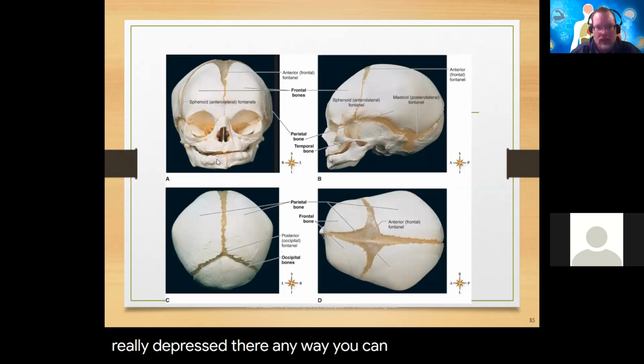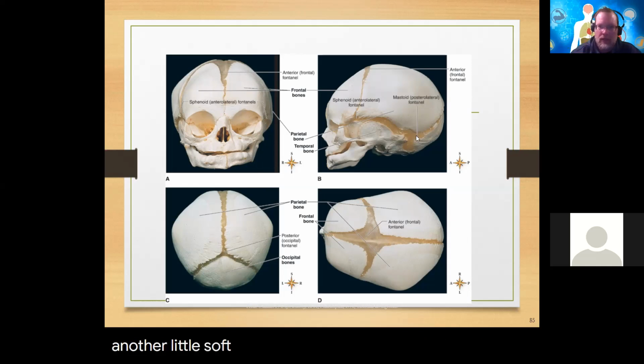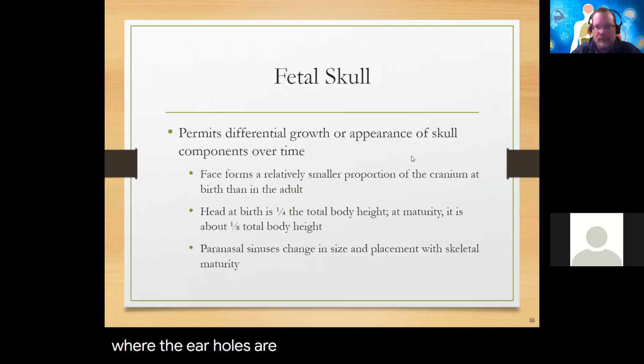Anyway, you can see where the teeth, little buds, are there too. Yeah, big old eye sockets. Another little soft spot, kind of near that mastoid and where the ear holes are.